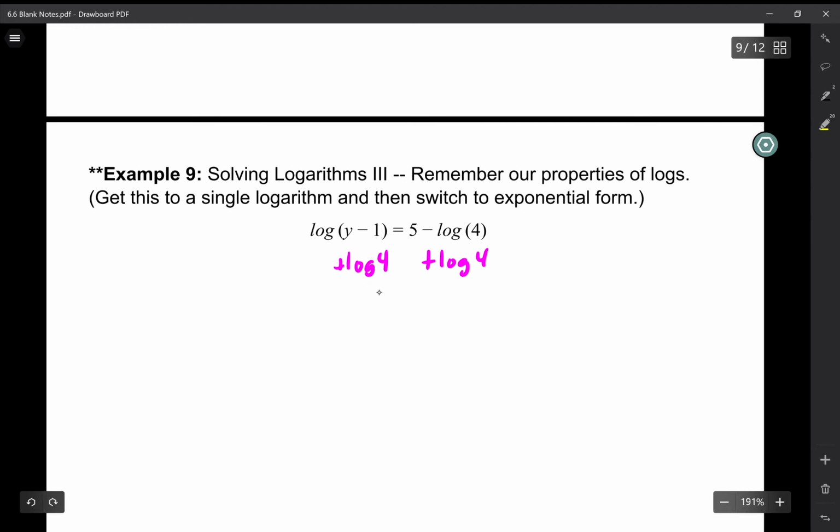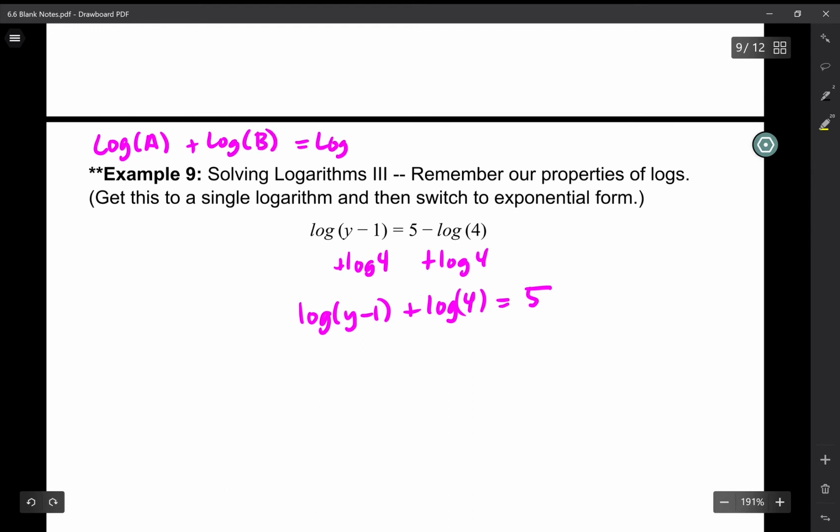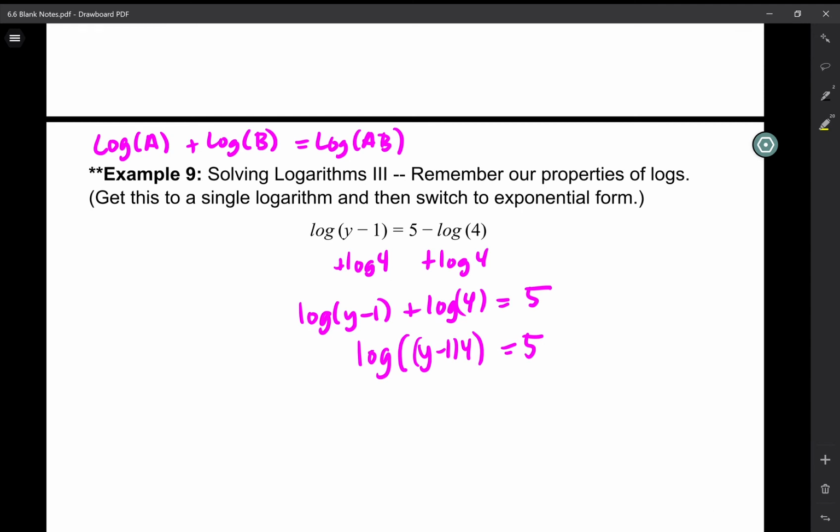That gives me log of y minus 1 plus log of 4 equals 5. Now I can use the multiplication addition property of logs. Remember, that property says log of a plus log of b equals log of a times b. We practiced these in the last section. So this becomes log of y minus 1 times 4. Now we have an isolated single logarithm. We can switch it to exponential form.